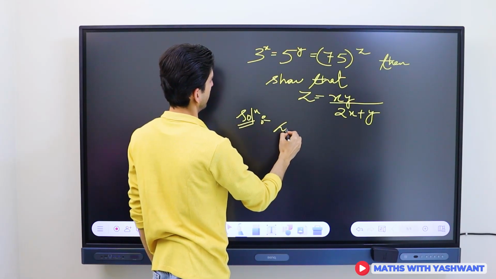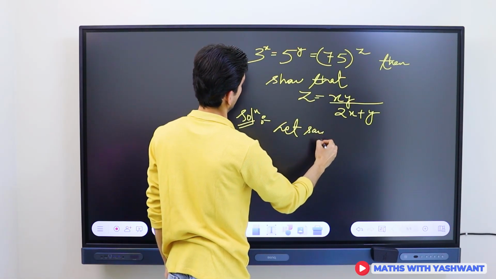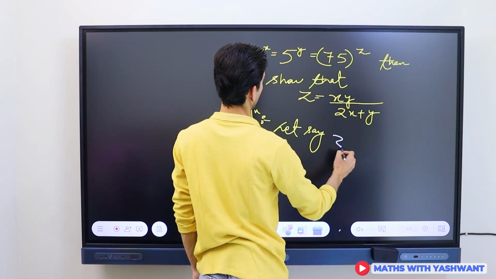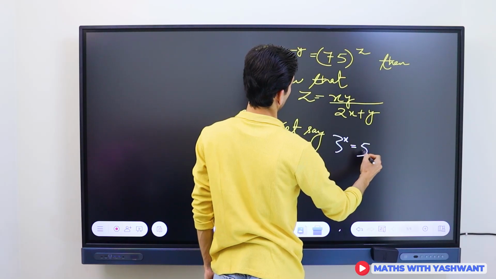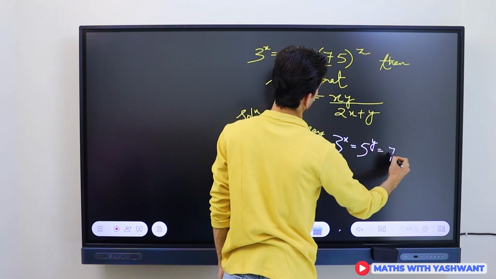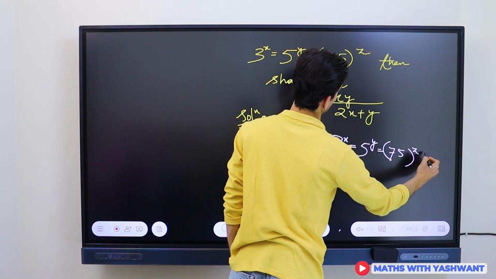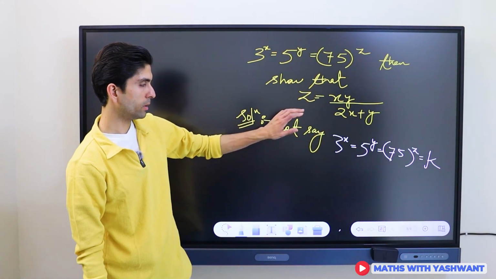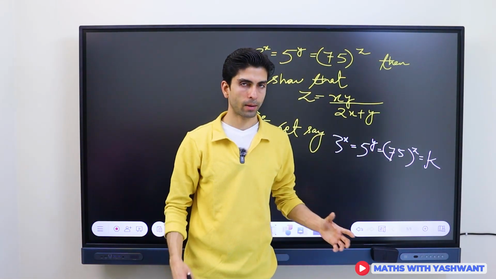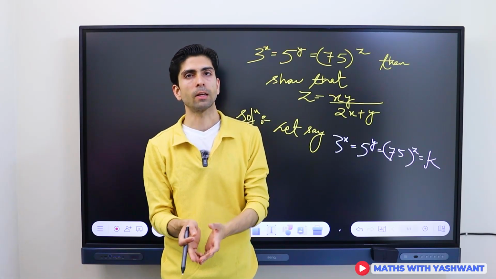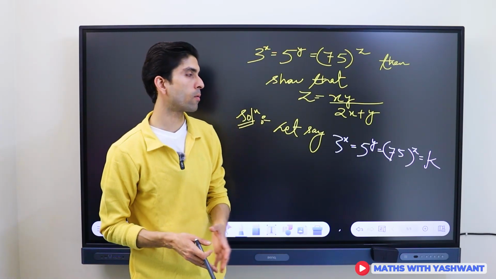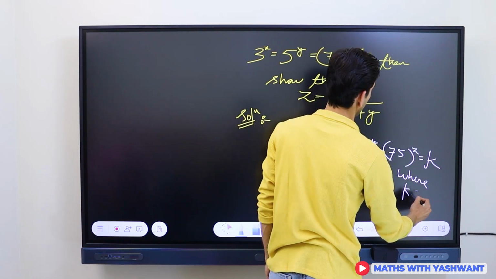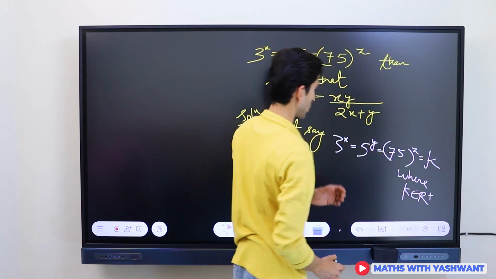Let's say 3 to the power x equals 5 to the power y equals 75 to the power z equals k. Because all these three exponential forms are equal, that means they are giving the same final value. So let's say the final value is k, where k happens to be a positive real, right?